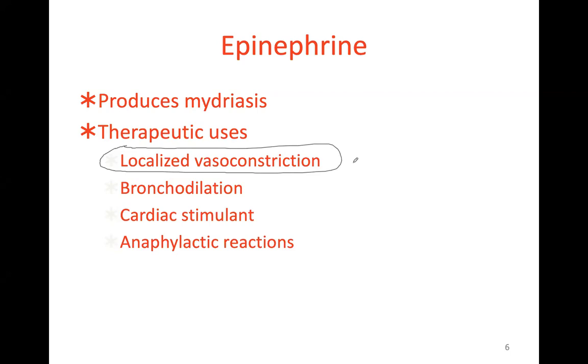So just to summarize that, the localized vasoconstriction is due to interaction with alpha 1. The bronchodilation is beta 2. The cardiac stimulant actions are beta 1. And the anaphylactic reactions, we're looking at alpha 1, beta 1, and beta 2 actions. Okay?